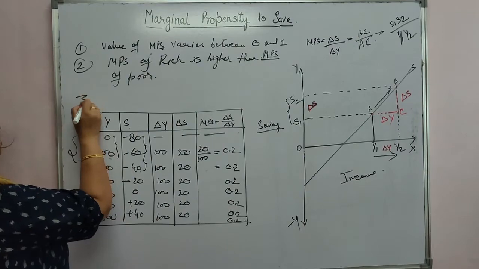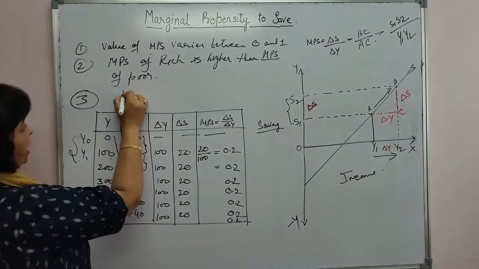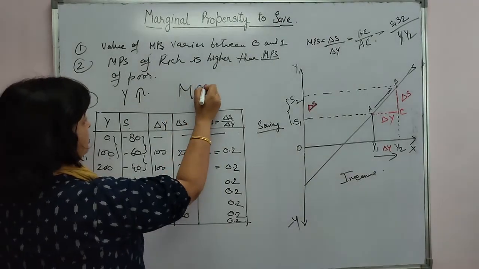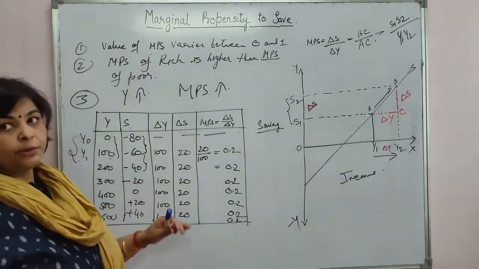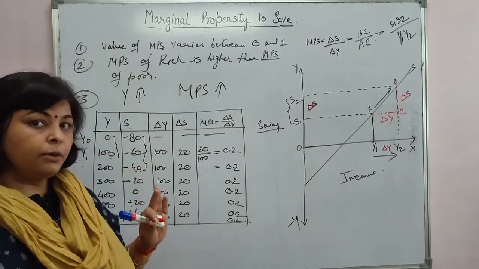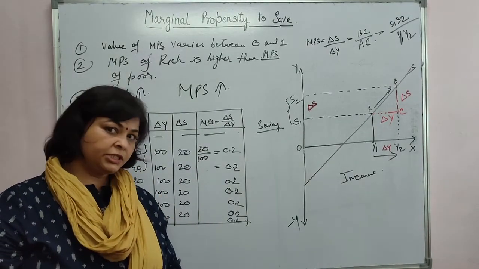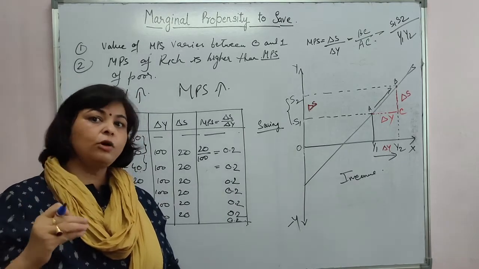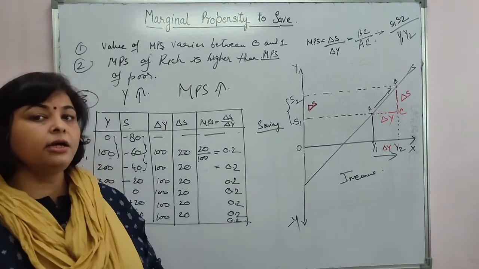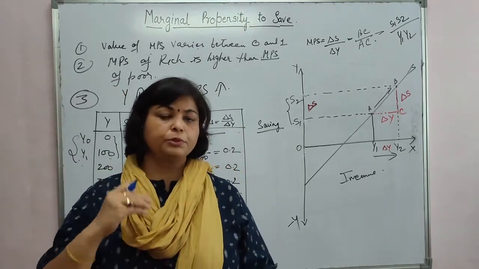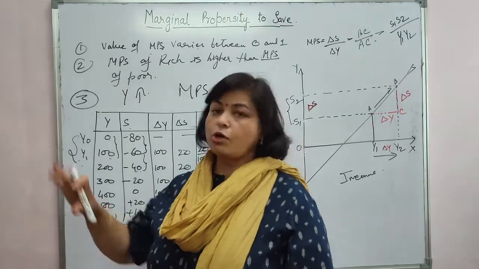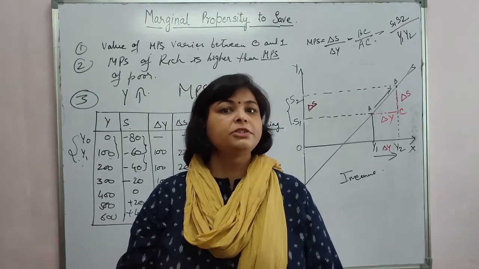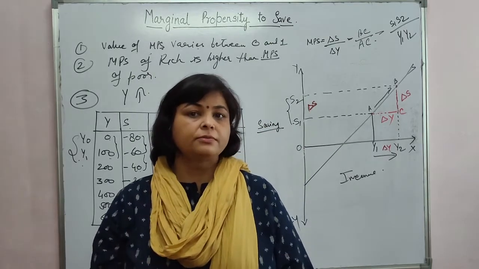The third observation is, when income rises, MPS also rises. That means with the increase in income, the value of marginal propensity to save also increases, because the propensity of saving is higher in higher income group people. Now, this is all that we have learned about the marginal propensity to save. Now we will try to solve some examples.